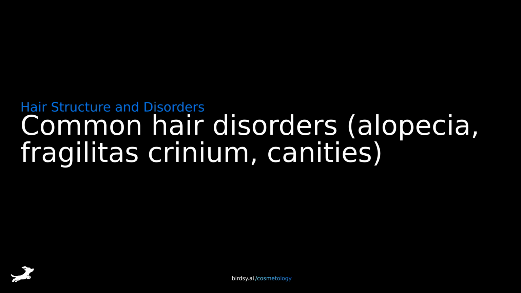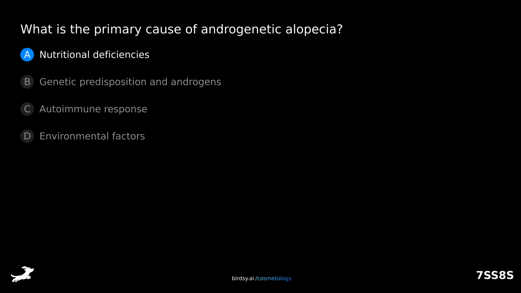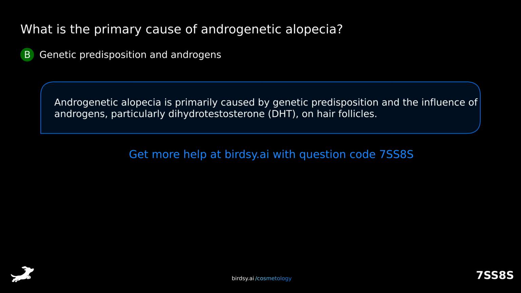Common hair disorders: alopecia, fragilitas crinium, canities. What is the primary cause of androgenetic alopecia? Is it A, nutritional deficiencies, B, genetic predisposition and androgens, C, autoimmune response, or D, environmental factors? The answer is B, genetic predisposition and androgens. Androgenetic alopecia is primarily caused by genetic predisposition and the influence of androgens, particularly dihydrotestosterone, on hair follicles.